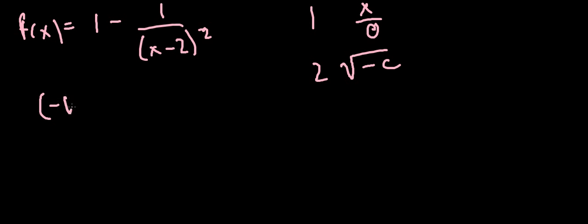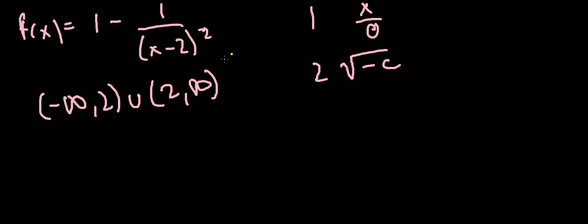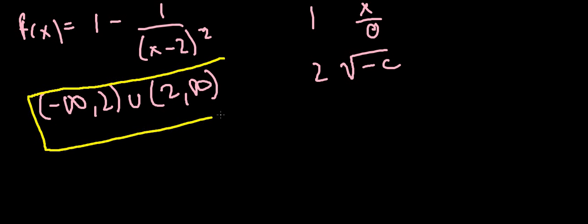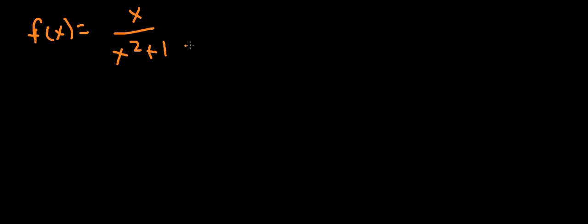So our domain would be negative infinity to 2 and 2 to positive infinity. Let's do another one. Let's say I have f of x is equal to x over x squared plus 1.